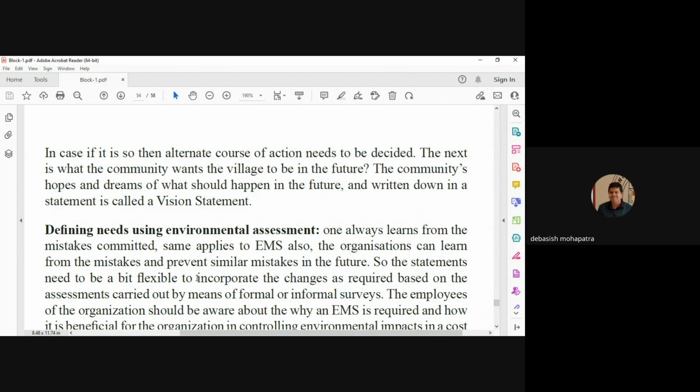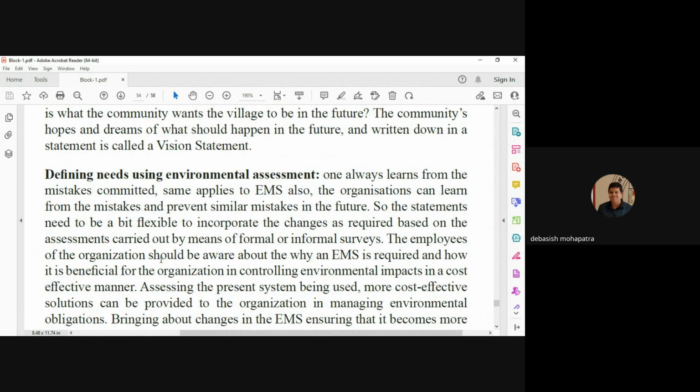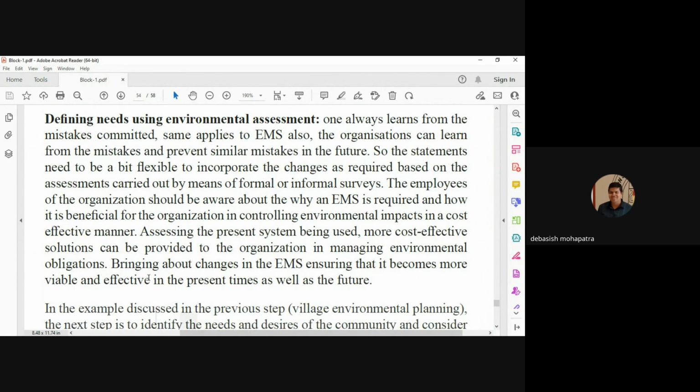The employees of the organization should be aware of why an EMS is required and how it is beneficial for the organization in controlling environmental impact in a cost-effective manner. By assessing the present system being used most cost-effectively, solutions can be provided to the organization in managing environmental obligations, bringing about change in the EMS, ensuring that it becomes more viable and effective in the present time as well as the future.